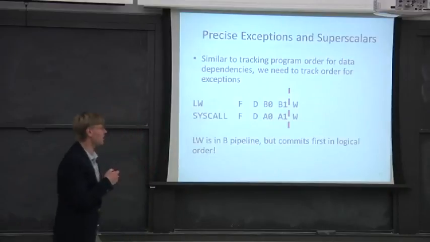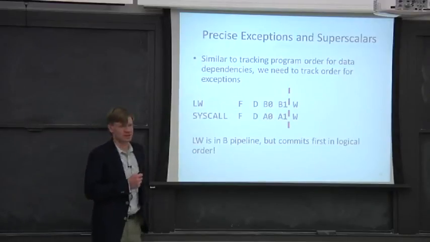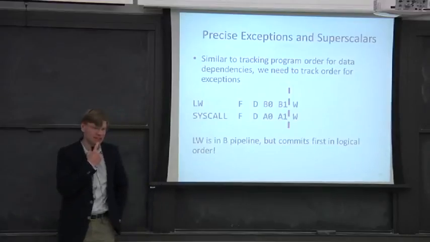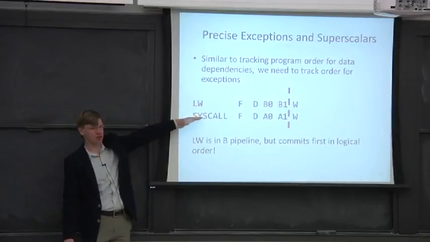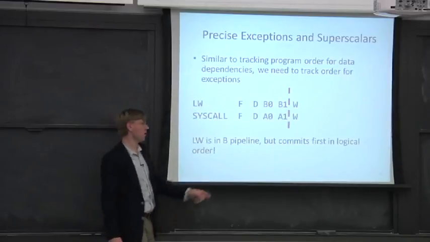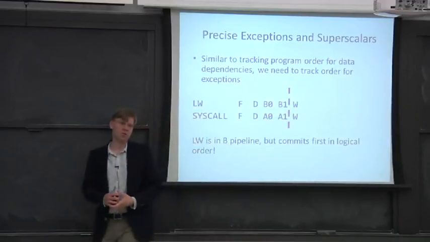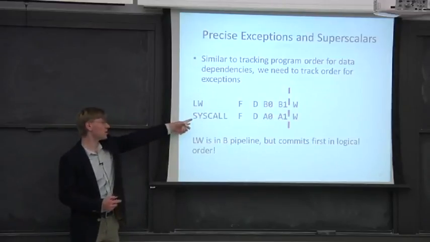Well, actually, let's think of an even simpler question here. What if the load does not take any faults and the syscall takes a fault? Which happened first, A or B? OK, so which should happen first in program order? A load and then an instruction after a load. The load should happen first, because in program order we go sort of top to bottom. But the load is in our B pipe here. In our A pipe, we have an instruction which takes an interrupt.